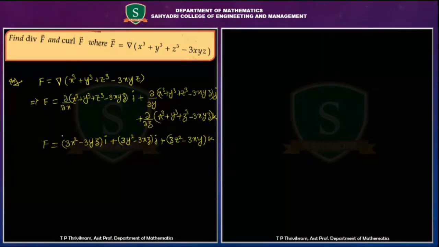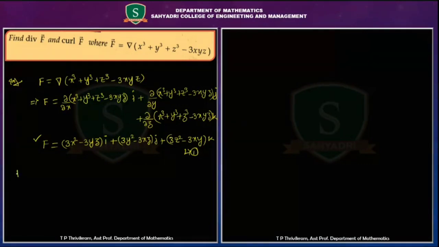Now we need to find divergence f and curl f for this. Take this as equation 1, so that we use this function as f now. Divergence f is equal to del dot f vector. I will give a shortcut for finding it. Usually we write dou by dou x i plus dou by dou y j plus dou by dou z k dot. No need to write it every time like that.